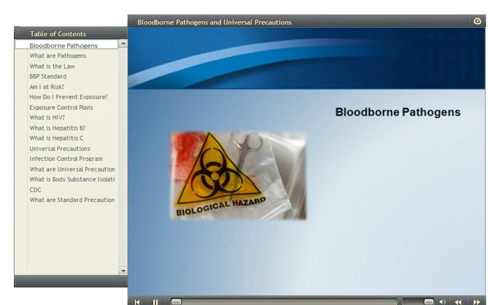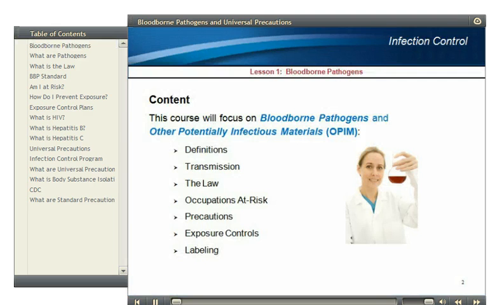Bloodborne pathogens. Infection control. Content. This course will focus on bloodborne pathogens and other potentially infectious materials, OPIM. Definitions, transmission, the law, occupations at risk, precautions, exposure controls, labeling.